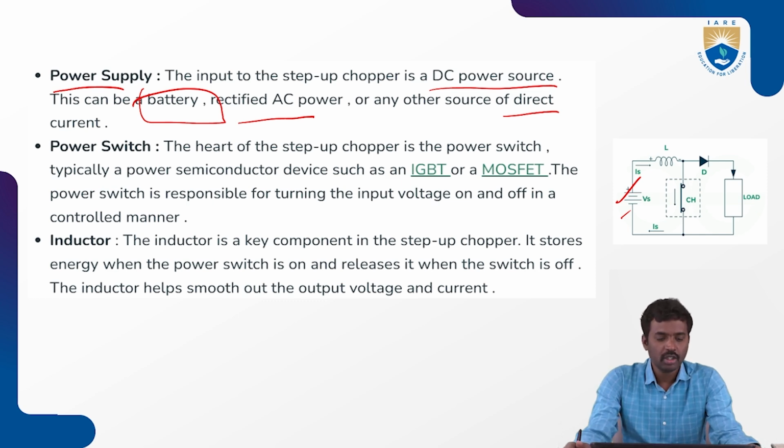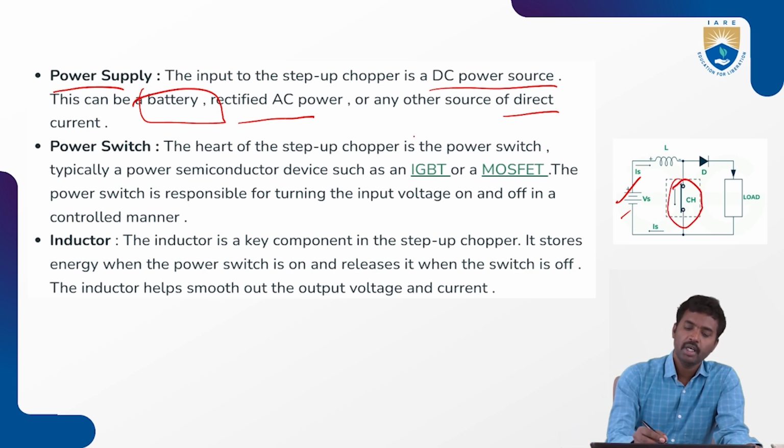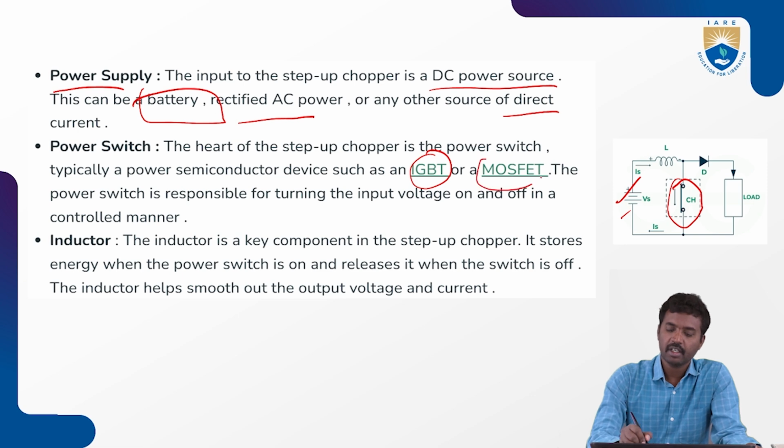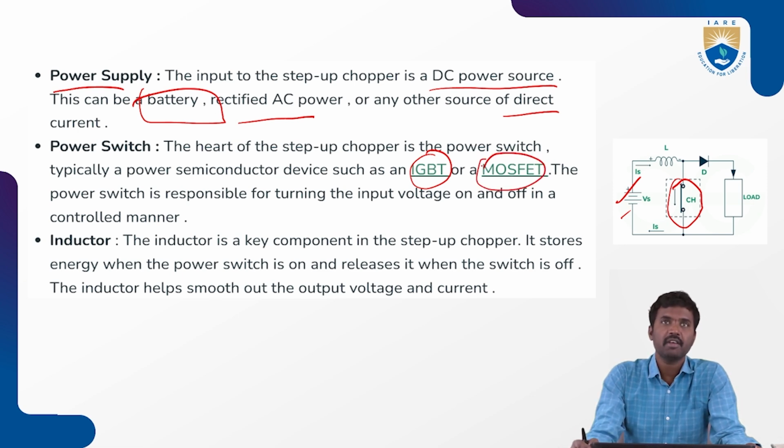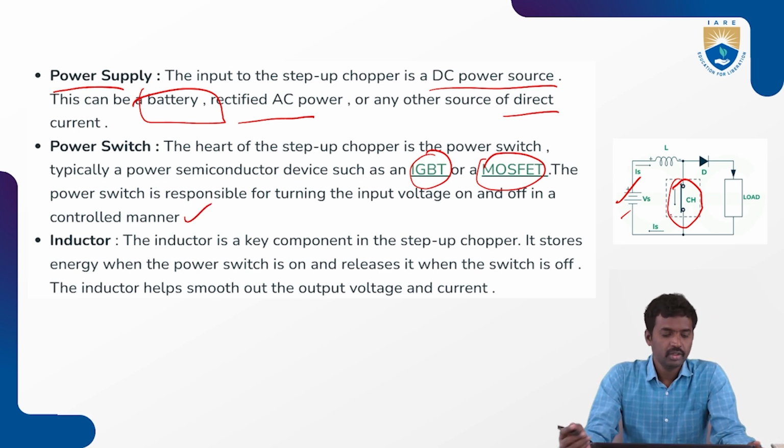The switch is the main and important part of the step-up chopper. It is a semiconductor device, either an IGBT, thyristor, MOSFET, or transistor. The switch is responsible for turning the input voltage on and off in a controlled manner. So now we can turn it on and turn it off.